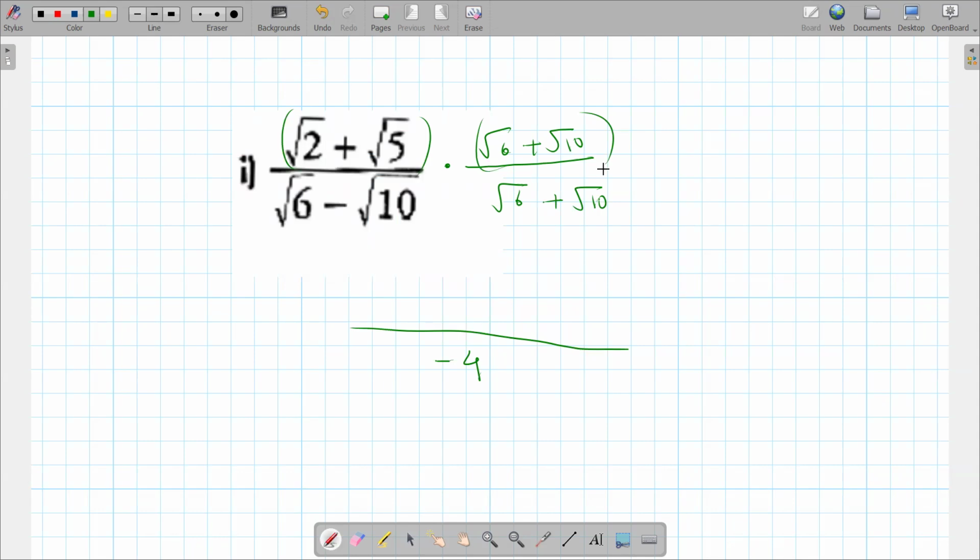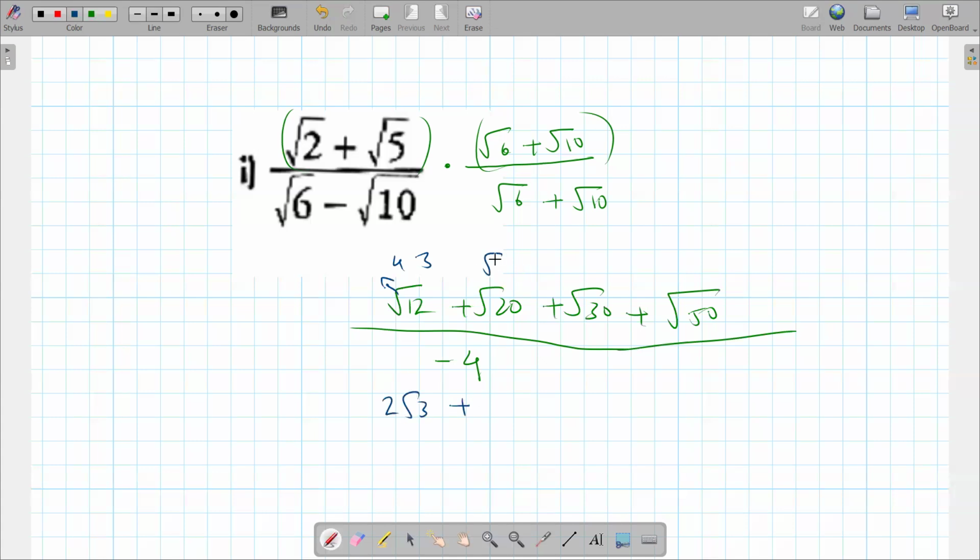So you have to FOIL it, right? So it's root 12 plus root 20. And then you can reduce all of them. I'm going to do this quickly because 12 is 4 times 3, so this becomes 2 root 3.